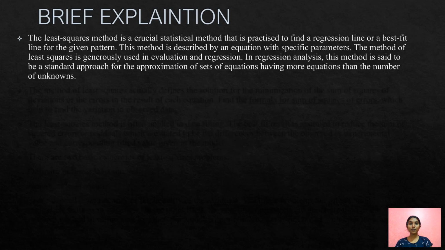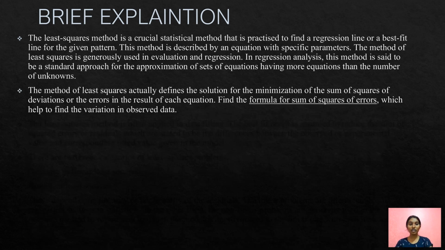Now, see a brief explanation. The least square method is a crucial statistical method that is practiced to find a regression line or a best fit line for a given pattern. This method is described by an equation with specific parameters. The method of least square is generally used in evaluation and regression. In regression analysis, this method is said to be a standard approach for approximation of the sets of equations having more equations than the number of unknowns.